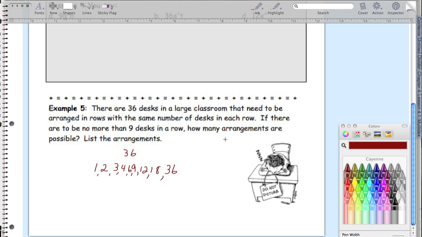So from here you could make your arrangements and figure out what your possibilities are if you need to have no more than 9 desks in a row. So you would list them out and then choose which one would fit that criteria.